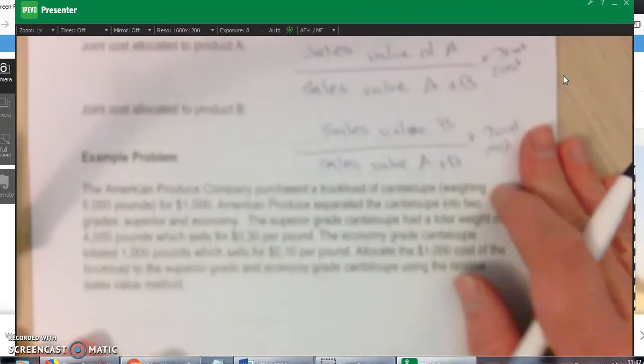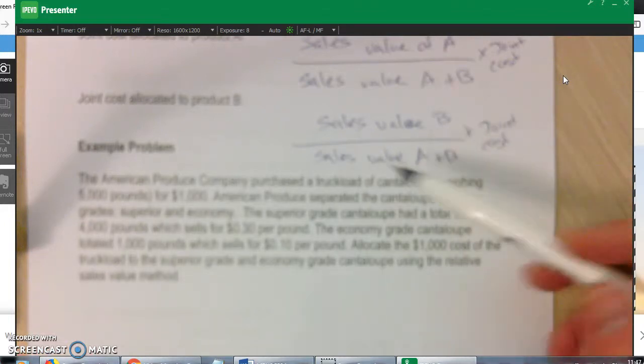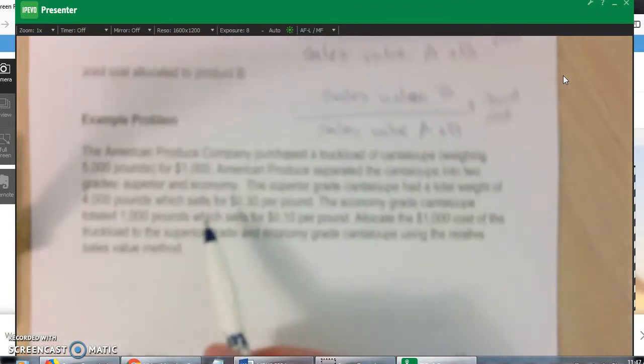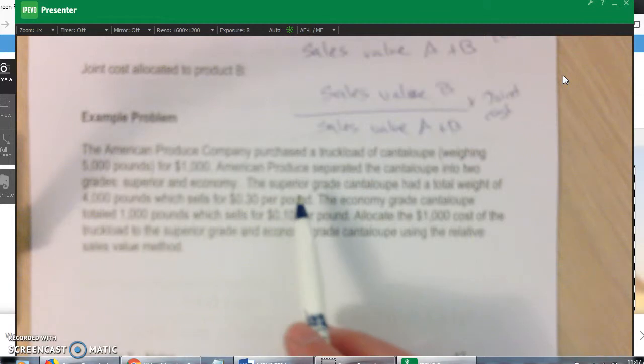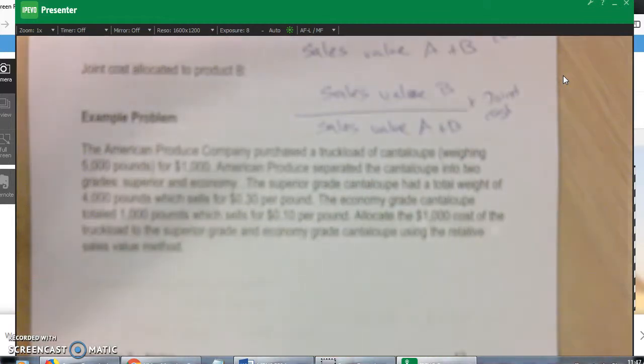So if we look at our example over here, our American Produce Company purchased a truckload of cantaloupe that weighed 5,000 pounds for $1,000. American Produce separated the cantaloupe into two grades, superior grade and economy grade. The superior grade cantaloupe had a total weight of 4,000 pounds, which sells for 30 cents a pound.